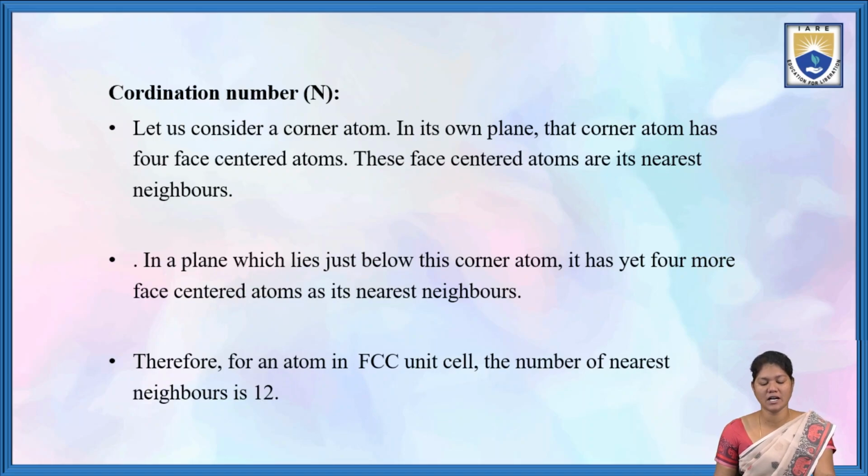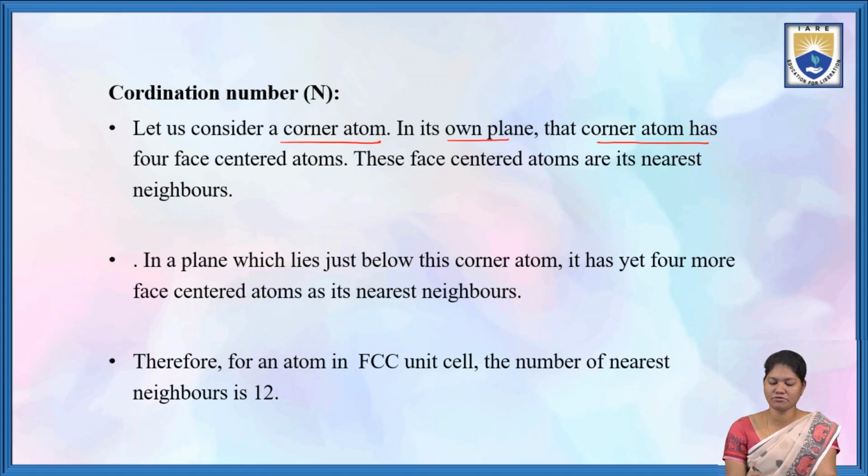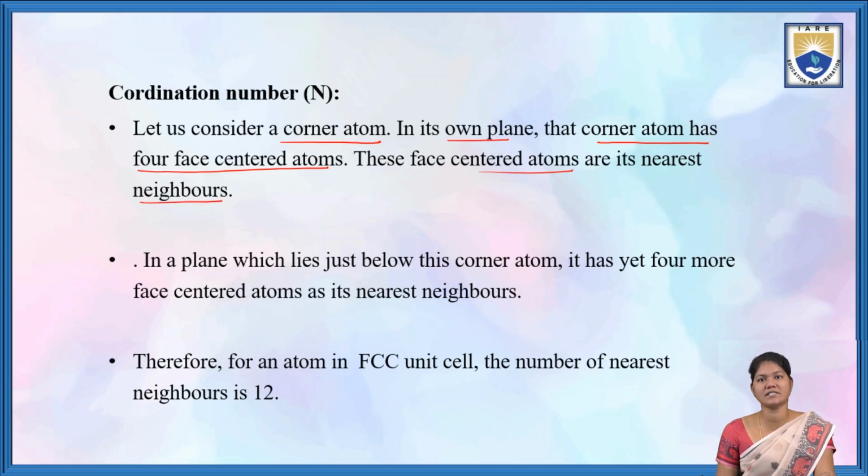Now the coordination number. Let us consider a corner atom in its own plane. That corner atom has 4 face-centered atoms. These face-centered atoms are its nearest neighbors. When we say nearest neighbors, these are at a distance of 2r.